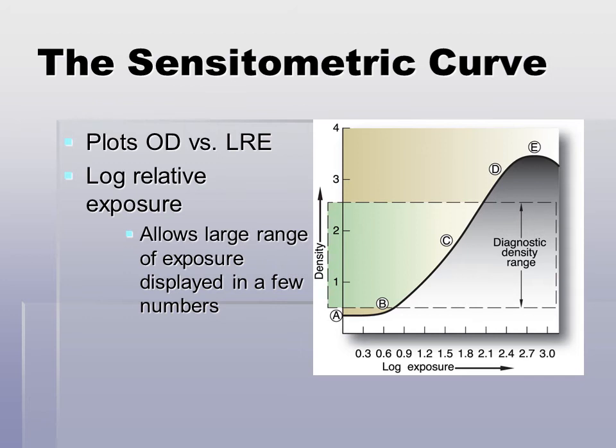And so when you're looking over here to the right, you see a diagram of the actual curve. A is the base plus fog, B is the toe, C is the straight line portion, D is the shoulder, and E becomes the D max. And we'll talk about the parts of the curve a little bit more as we go through this lecture.